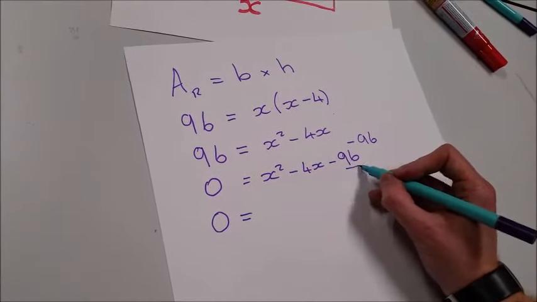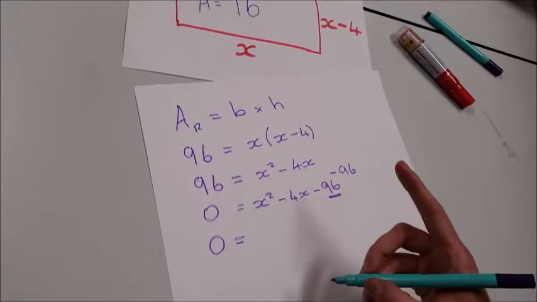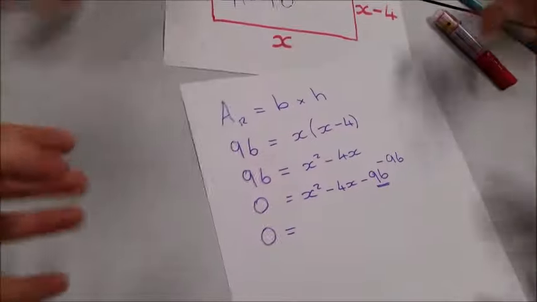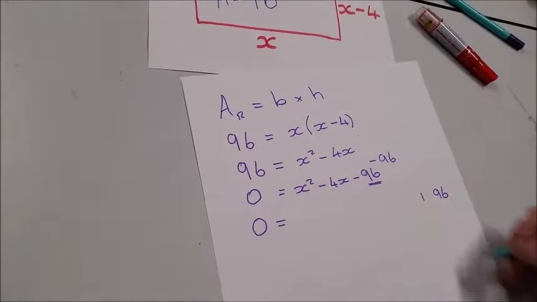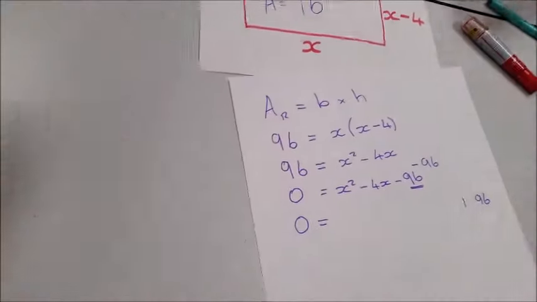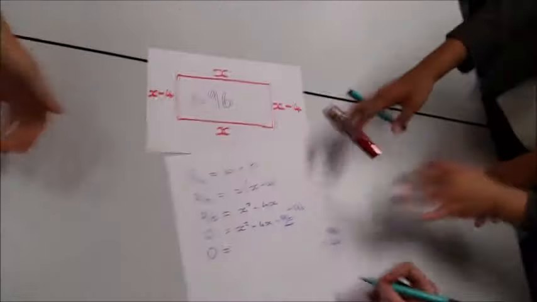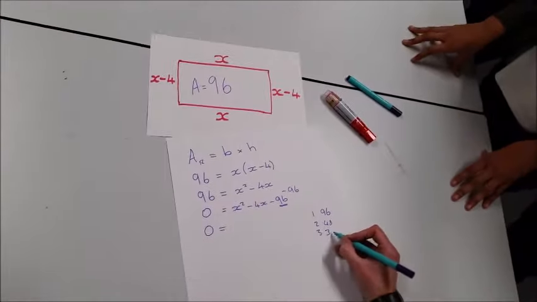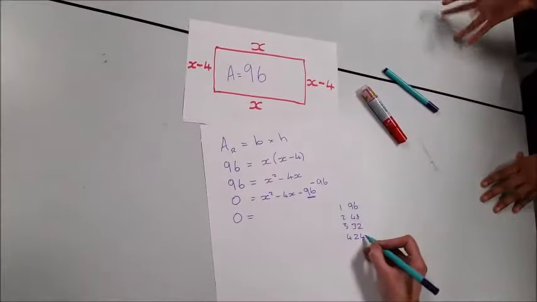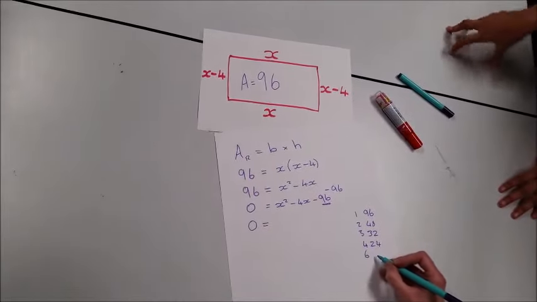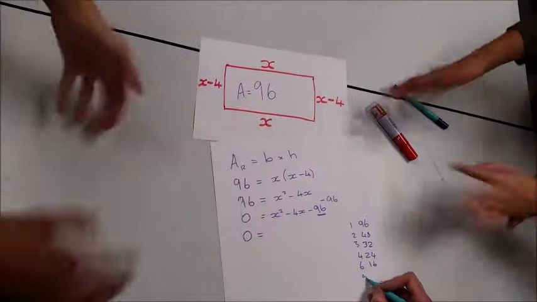So, our two brackets, to do this, we still have 0 equals, but we now need to think, what pair of numbers times to make 96? There are lots. The first pair of numbers is 1 and 96. The second pair of numbers is 2 and 48. The next pair of numbers is 3 and 32. The fourth pair of numbers is 4 and 24. The fifth pair of numbers is 6 and 16. The next pair of numbers is 8 and 12.